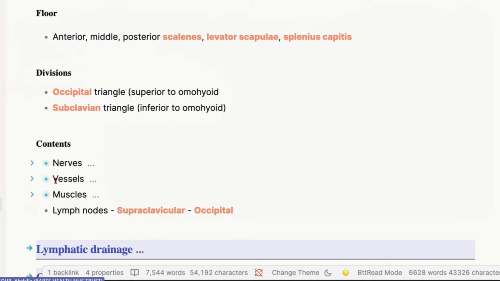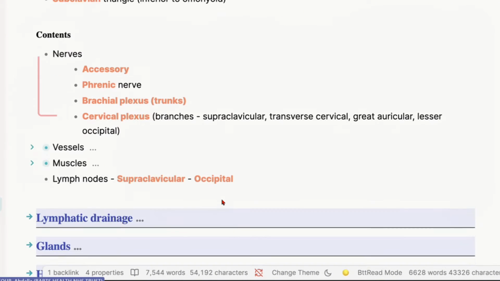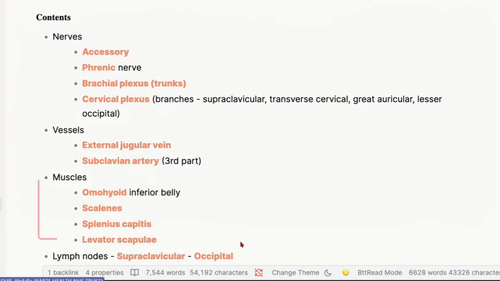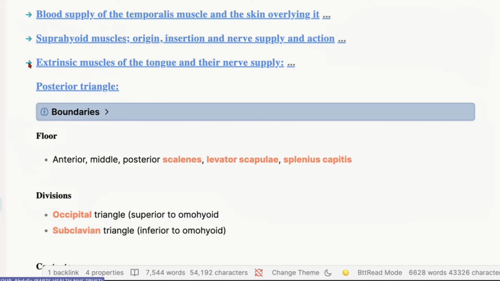I think those. So you can classify into nerves. Nerves will be phrenic, accessory, brachial plexus, cervical plexus. Vessels: external jugular vein, the subclavian artery. The external carotid is still in the anterior triangle. And muscles, you will have lots of muscles. Omohyoid, scalene muscles, scalenus anterior, scalenus medius, and scalenus posterior. You'll have supraclavicular. So this is your posterior triangle.